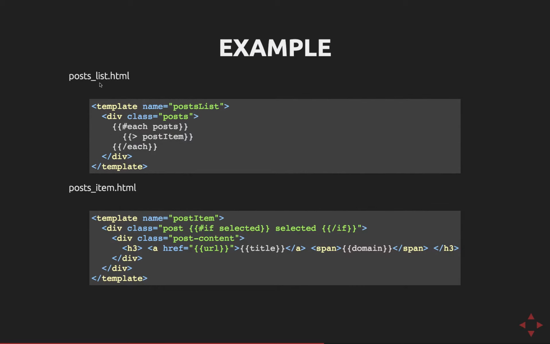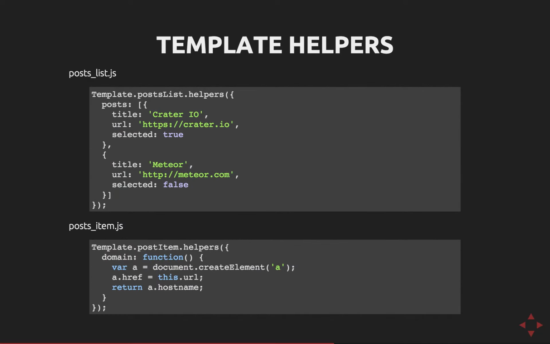Also, to clarify, posts list HTML and posts items HTML, you can separate them. You could put both of these in the same file, and as long as, when Meteor goes and builds your project, it's just looking for template tags. But I like to separate everything in files. Makes more sense, I think.